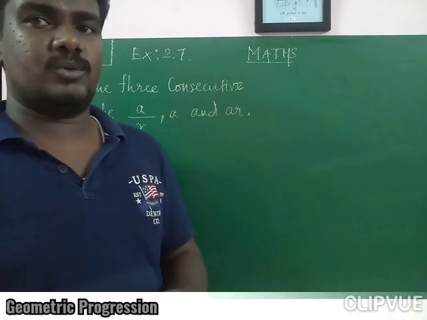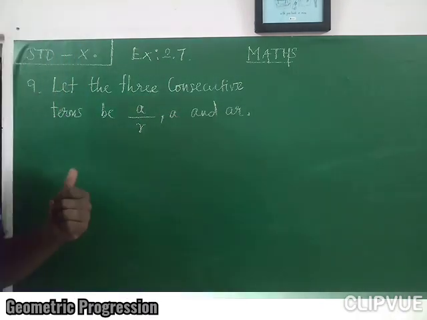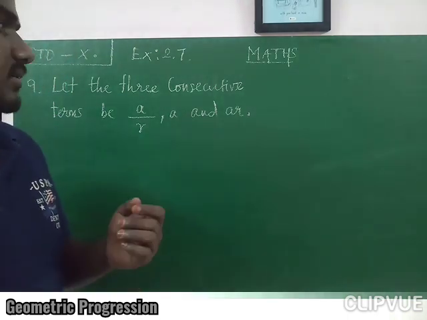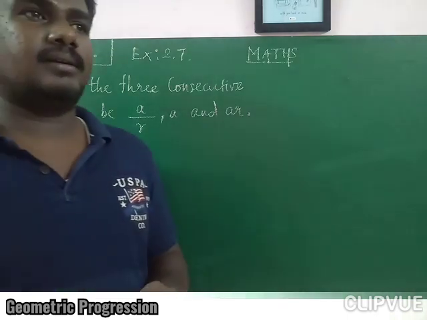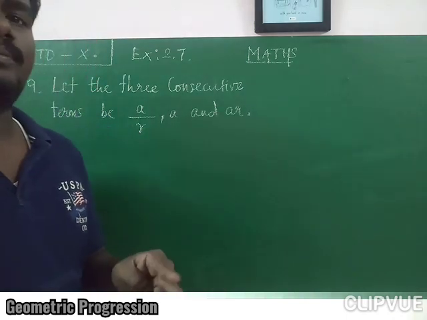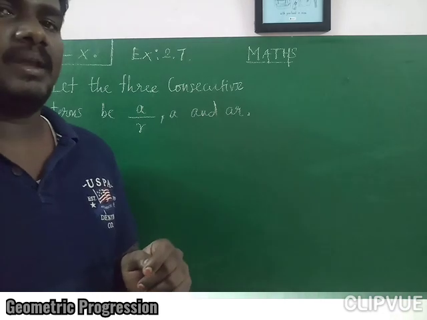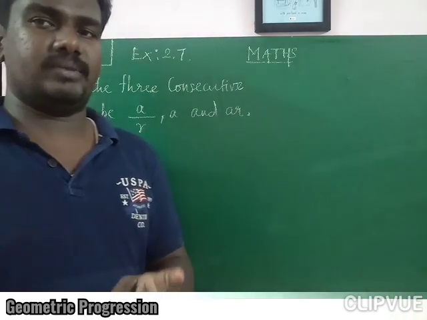Exercise 2.7, question number 9. The question: the product of three consecutive terms is 27 and the sum of the products of the two terms taken at a time is 57 by 2. This is the given condition. Now we are going to find the three consecutive terms.